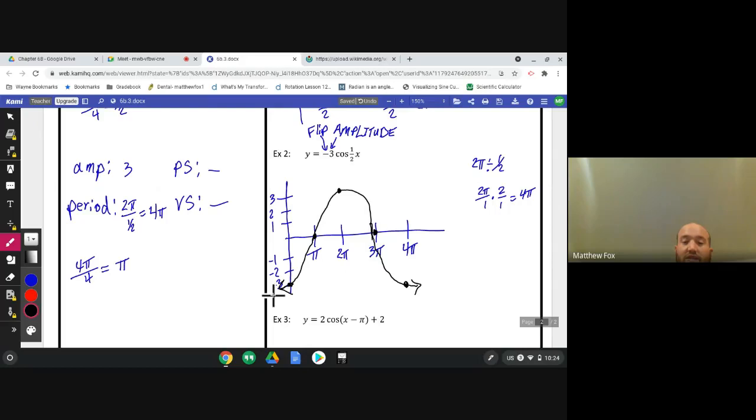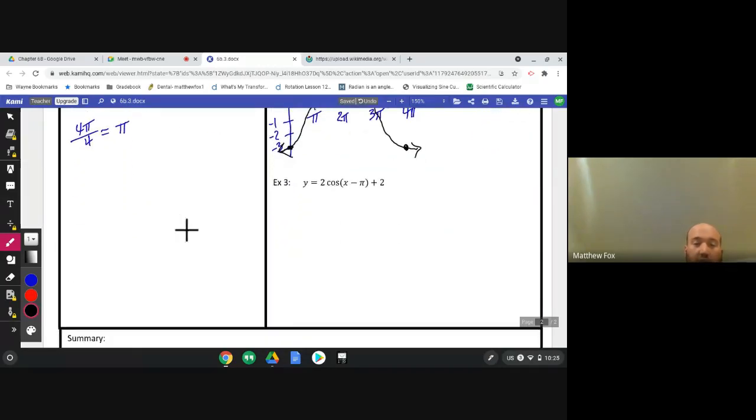Now we've got one more. Once again, this is just one period. It keeps going. It would keep going up and down and up and down. This is one period of this graph, okay? One cycle.